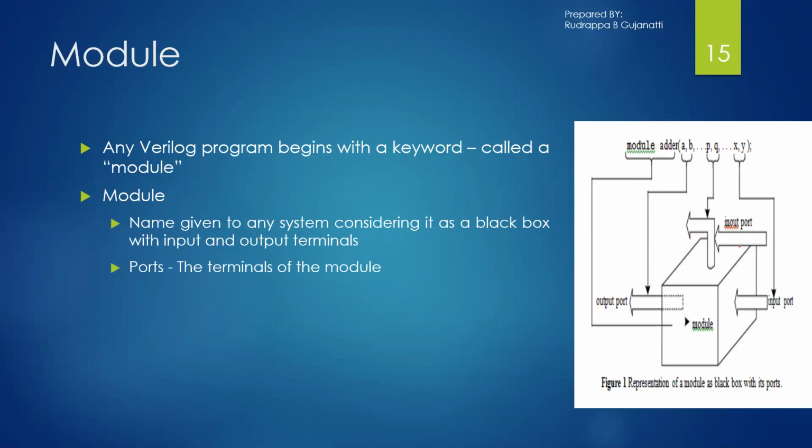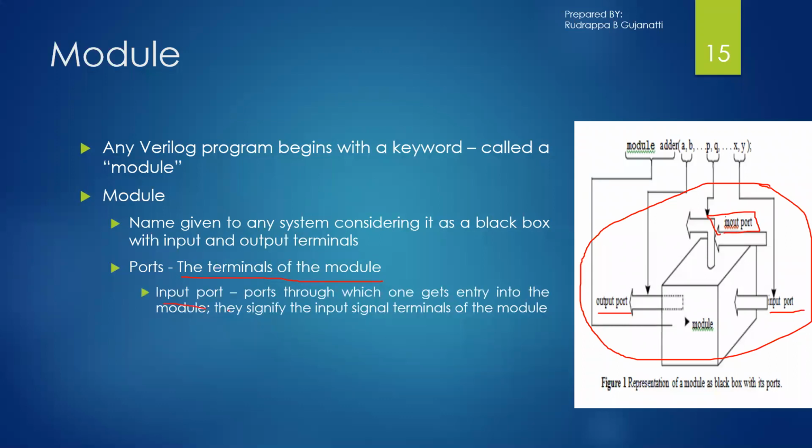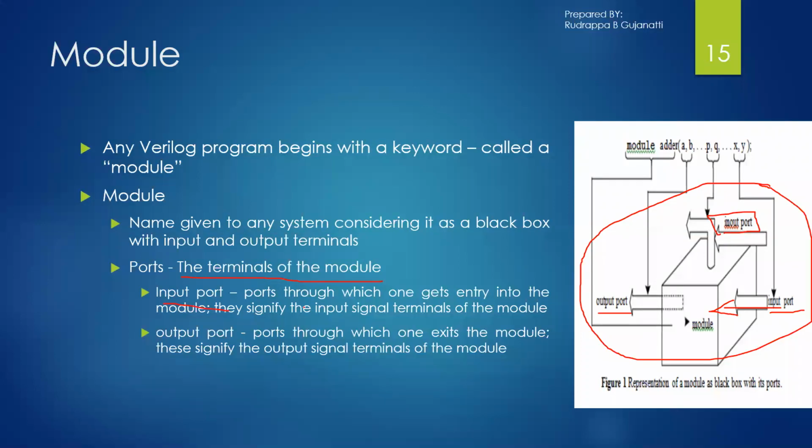Now in this, we have three different types of ports. Ports are nothing but the terminals which are given to the module. I can have an input port, an output port, and a bidirectional, which is the in-out port. What is an input port? The input port is the port through which you can enter the module. And the output port is the one through which one can exit the module. And the in-out port is bidirectional.